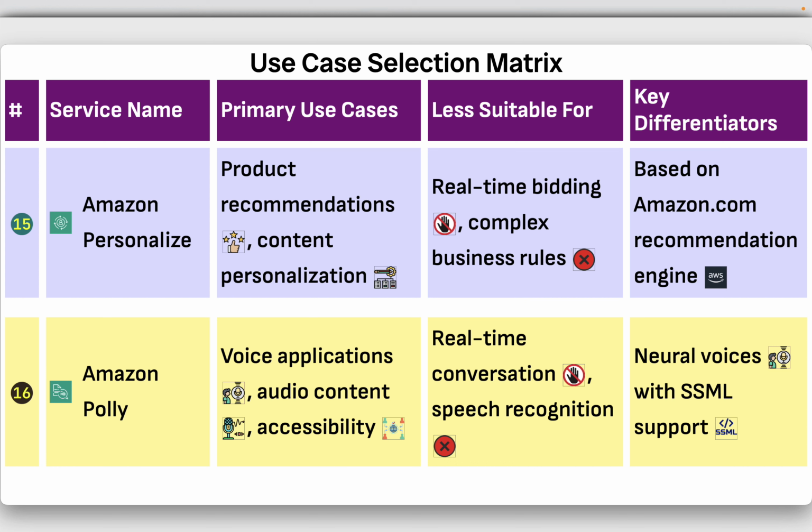Next service is Amazon Polly. Primary use cases are voice applications, audio content, and accessibility. It is less suitable for real-time conversation or speech recognition. Key differentiators are neural voices with SSML support. SSML is Speech Synthesis Markup Language.